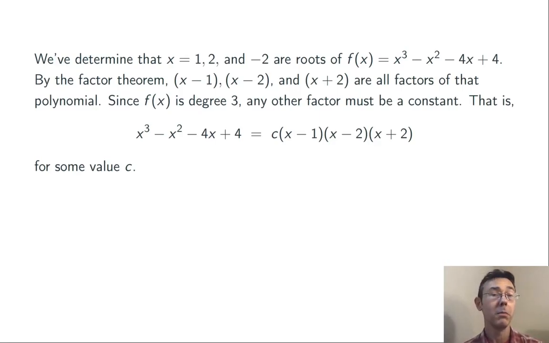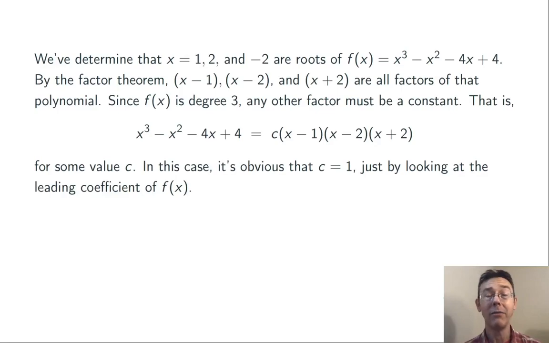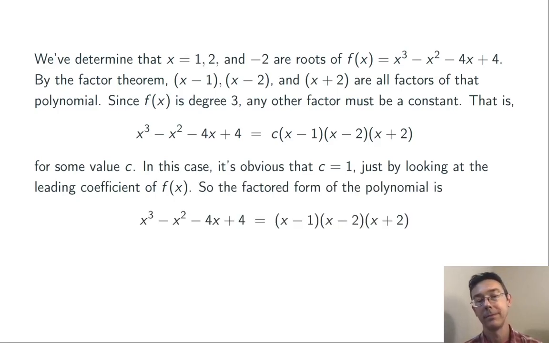So the cubic can be factored like this, where c is some constant. Now, in this case, it's obvious that that constant has to be 1. If I FOIL out that right-hand side, the highest power term is going to be cx cubed. On the left-hand side, I have x cubed, so c just has to be 1. So overall, the factored form of the cubic is x minus 1 times x minus 2 times x plus 2.